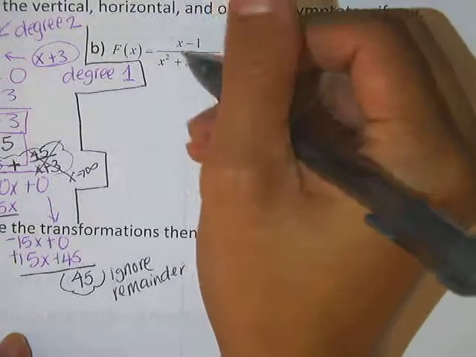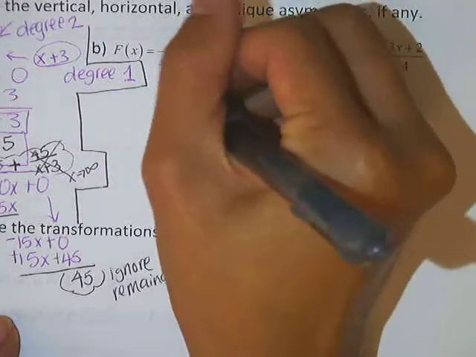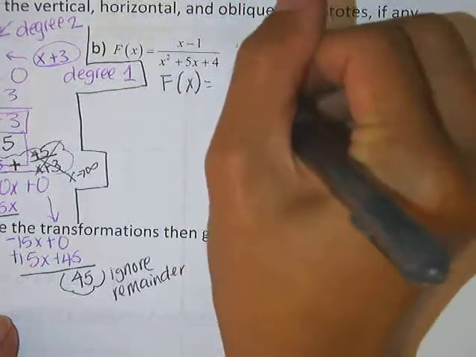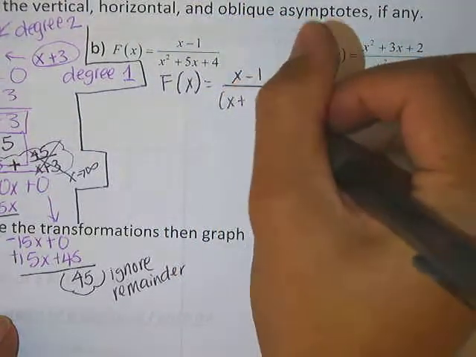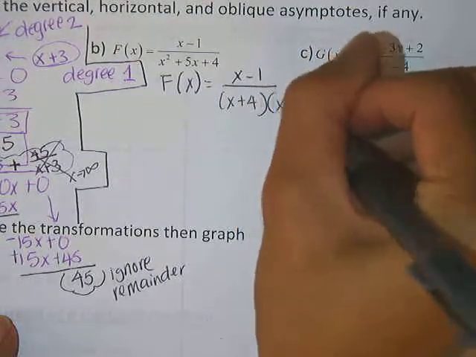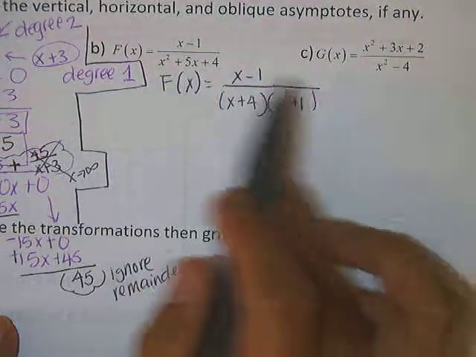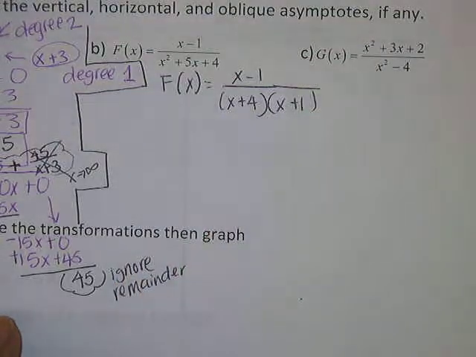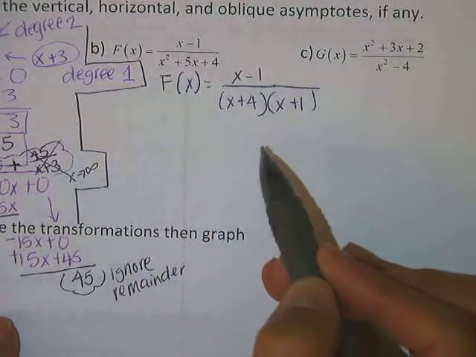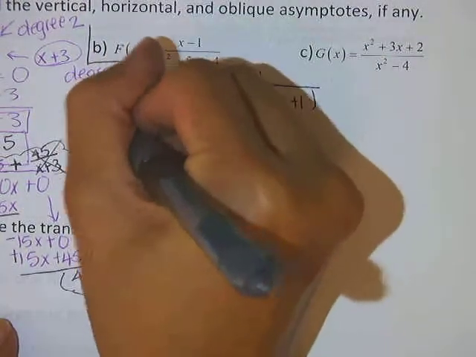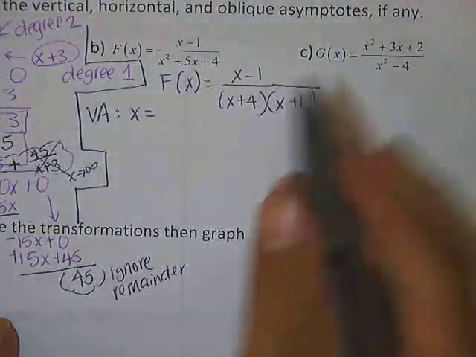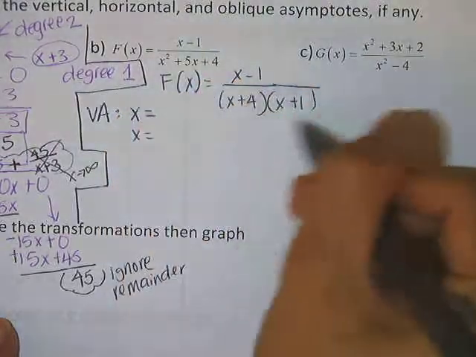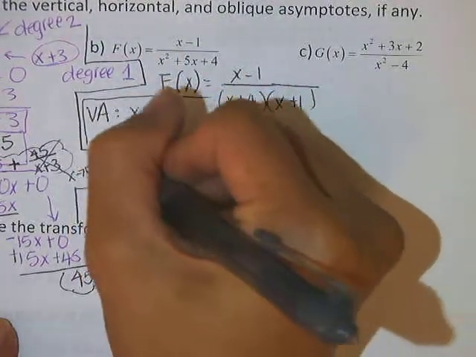Okay, I'm going to separate myself here so that I'm a little bit more neat. So let's move on to example B. Let's find the VA first. First, what we would like to do is try to see if we can factor this out. So f of x equals x minus 1. On the bottom, if I were to factor this out, it's x plus 4 times x plus 1. As you can tell right now, none of it cancels. We can't really cancel anything, so we're just going to find your VA.